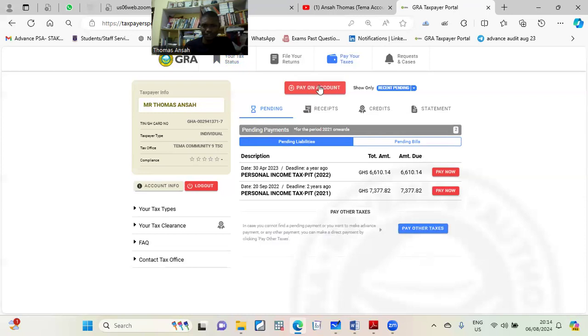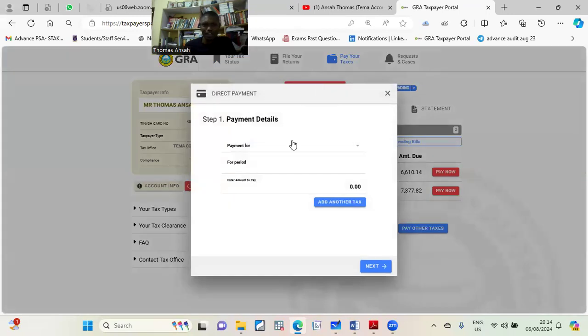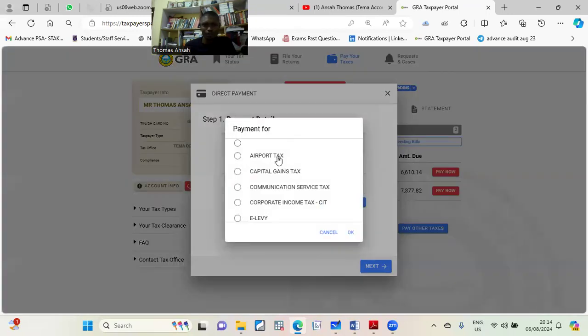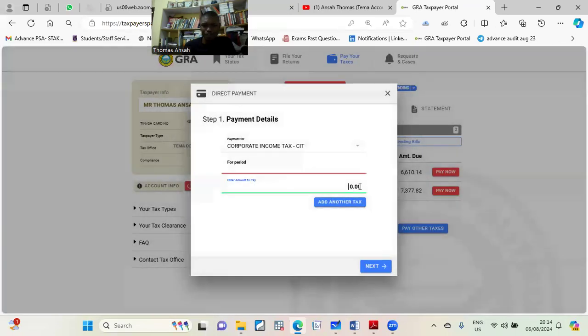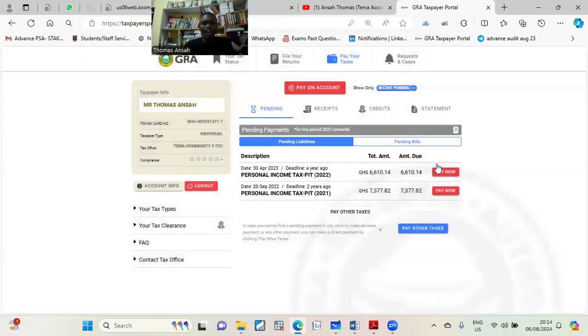I see my screen. So it means you paid on account. And for the paid on account, you put the payment. What are you paying for? You select any of them. Then the payment period, you put there. The amount you are paying, you put it here. So that is when you have not filed.